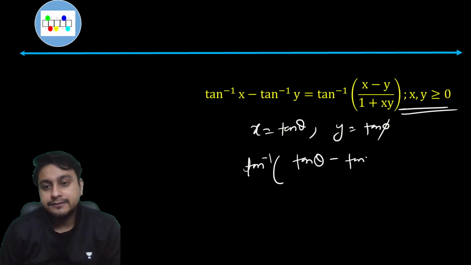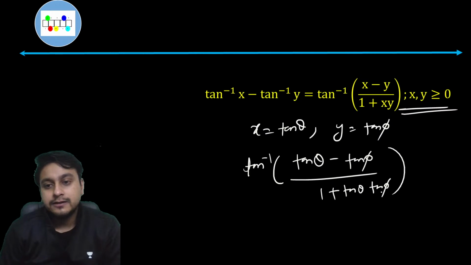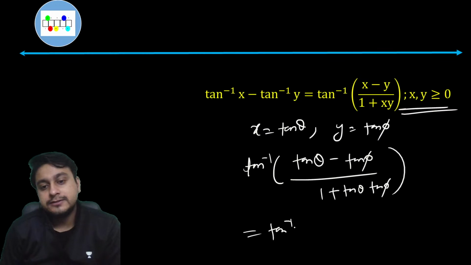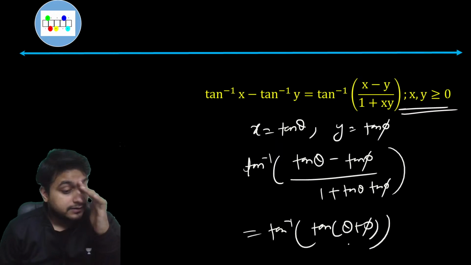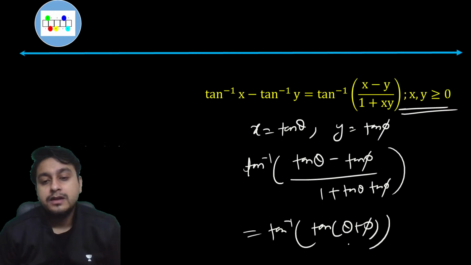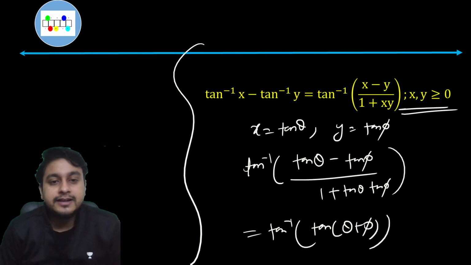Tan theta minus tan phi upon 1 plus tan theta tan phi. What are we getting, guys? We're getting tan inverse tan of theta plus phi. Right? Great. So this is the result, guys, what we've got. Now we cannot cancel it directly. We have to check the condition.